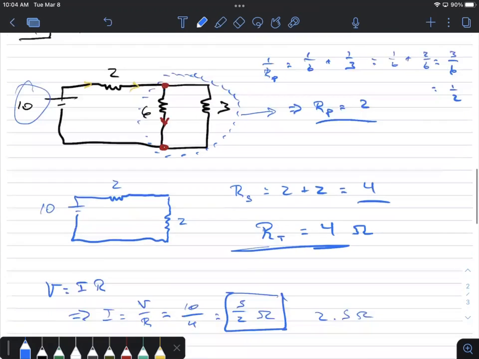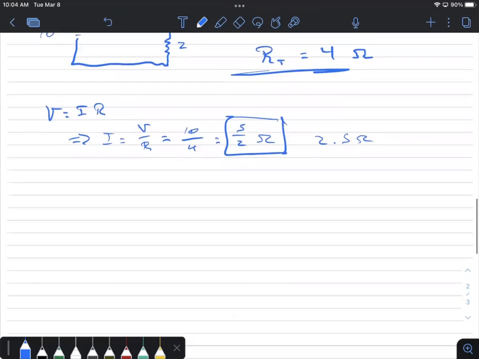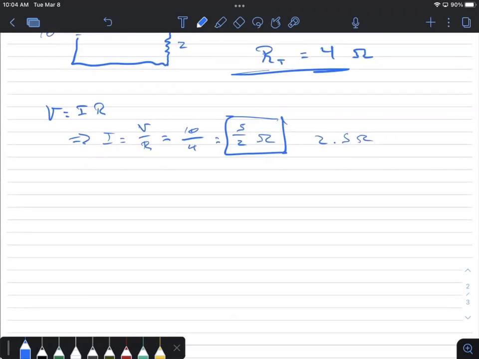All right, the last piece, of course, is calculating the power. Well, that's easy. Once I know the total current, it's straightforward. Power is I times V. And I know the current I just calculated is 5 over 2, and V is 10. So this is 50 over 2, which is 25 watts.